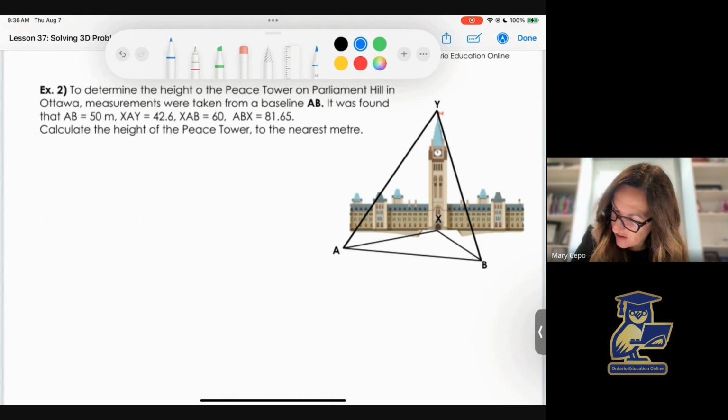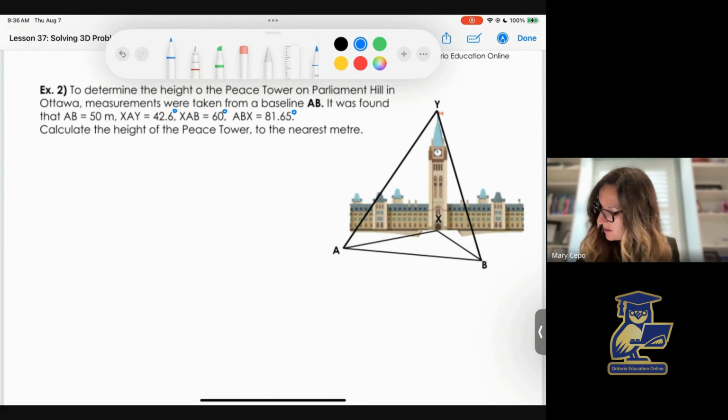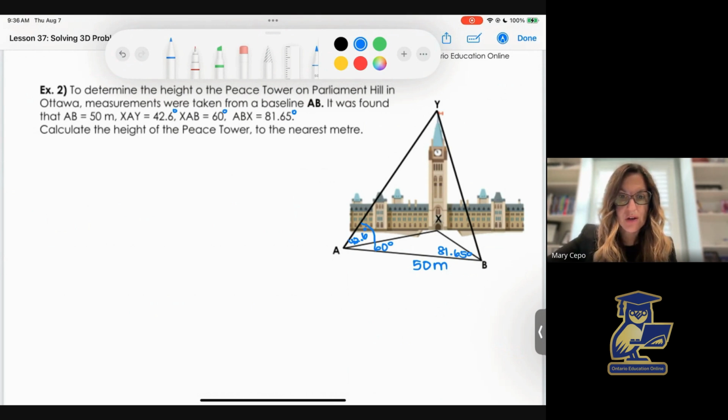So, first of all, we want to take each of these values that have been provided and add them to our diagram. So we know AB is 50, which is great. We also know that angle XAY, so this angle in here, is 42.6 degrees. We also know XAB is 60 degrees, and we also know that ABX is 81.65 degrees.